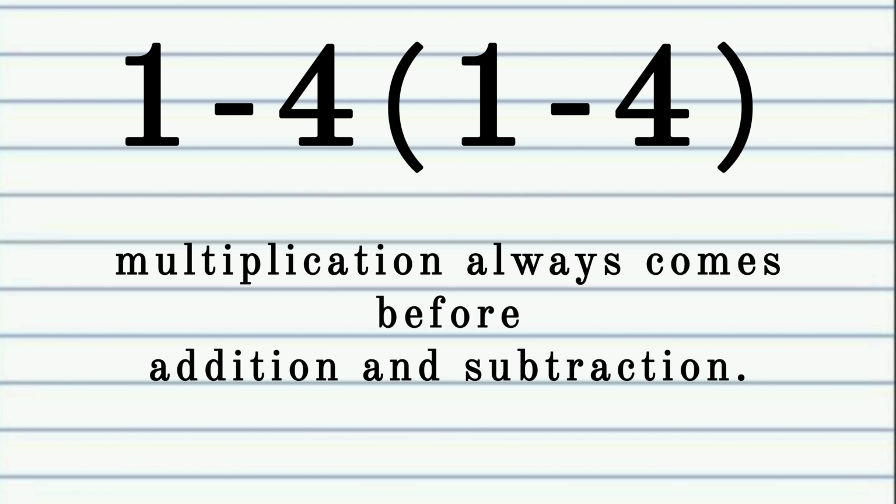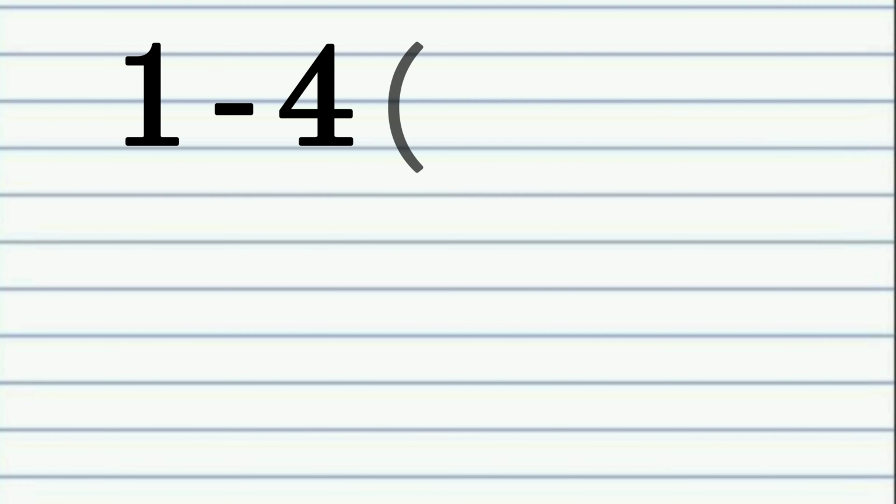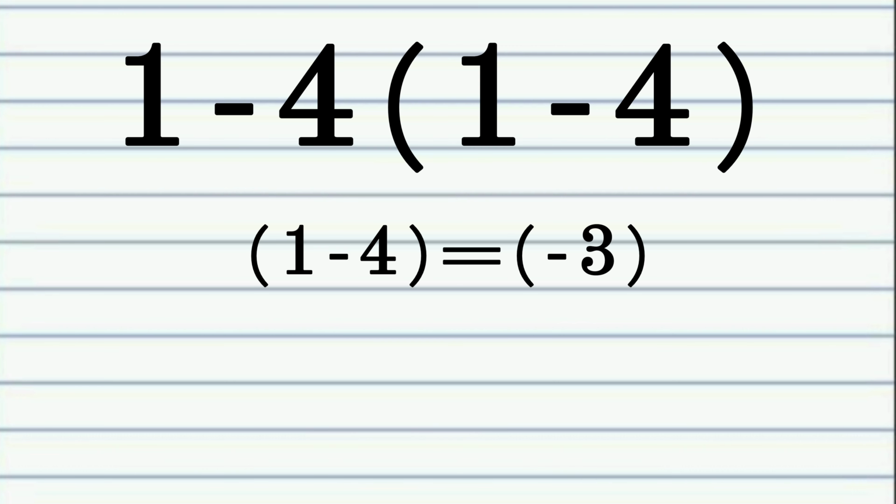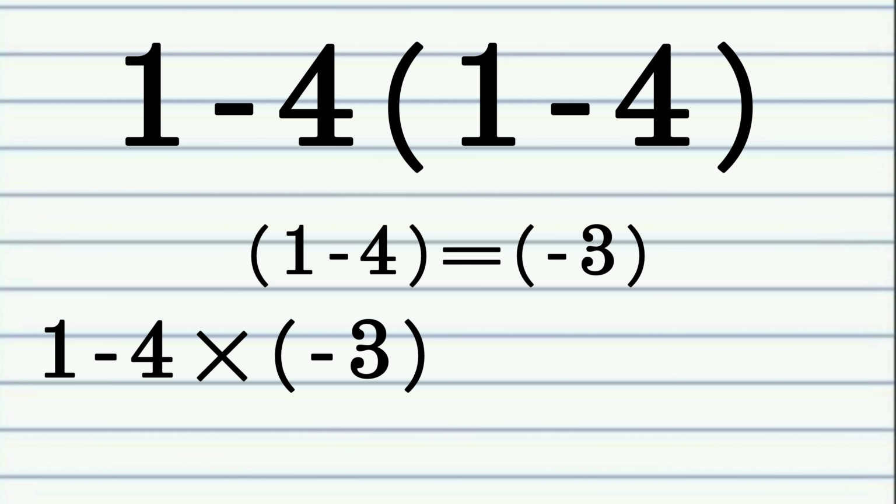Now let's solve this question the correct way. First, solve the parenthesis, bracket 1 minus 4 bracket over. Inside the parenthesis, 1 minus 4 is equal to minus 3. Now the expression becomes 1 minus 4 multiply bracket minus 3 bracket over. Since multiplication has higher priority than subtraction, we do it first.